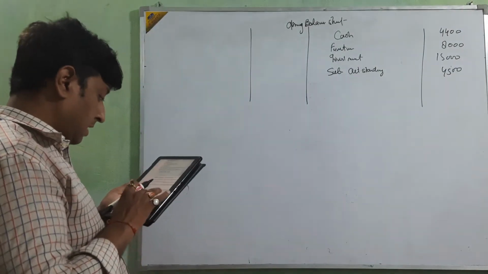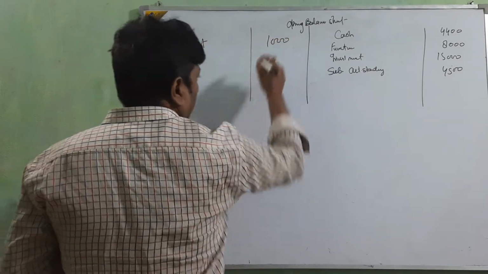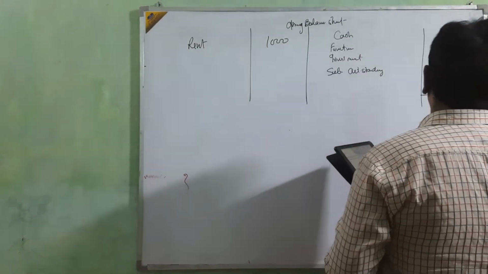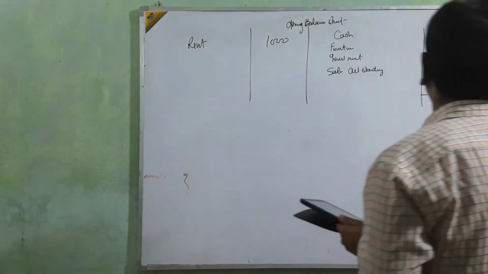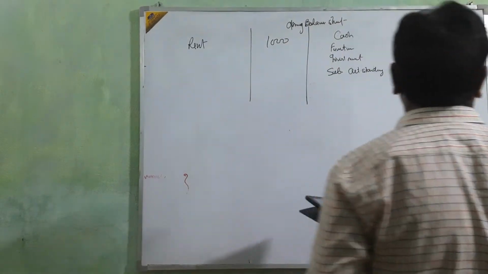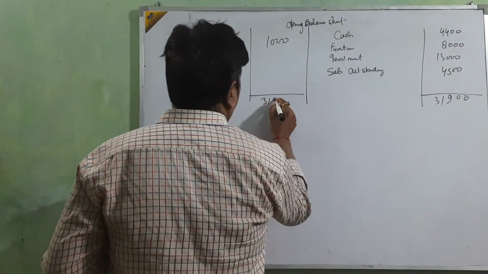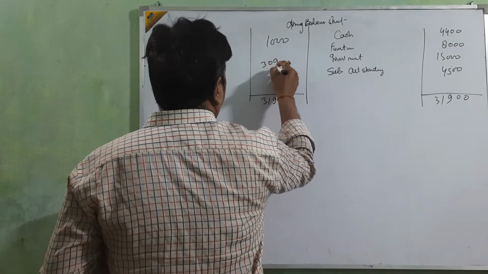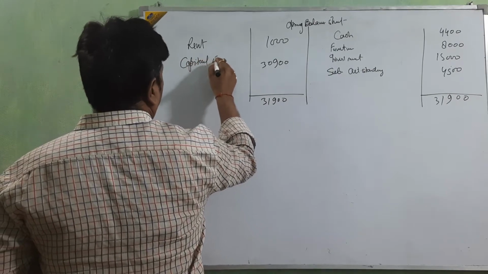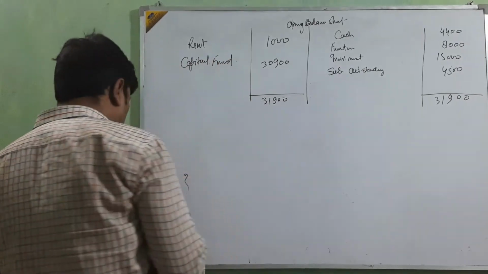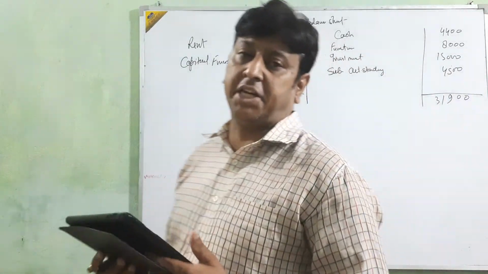And outstanding rent 1,000. Okay beta, now we balance it. The total is 31,900, put this on this side, and the difference amount is 30,900. It is the capital fund.